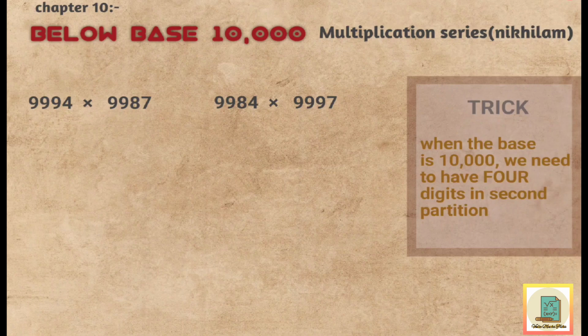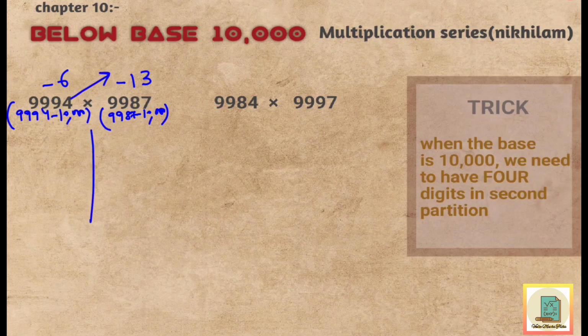9,987. So let's first find out the deviations. So number minus the primary base number. So 9994 minus 10,000, which gives you minus 6 as deviation, and 9987 minus 10,000, which gives you minus 13 as deviation. Now make a partition. First number plus the second deviation. So 9994 plus, since the deviation is negative, so minus 13.